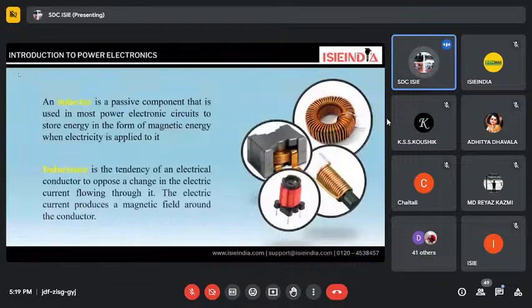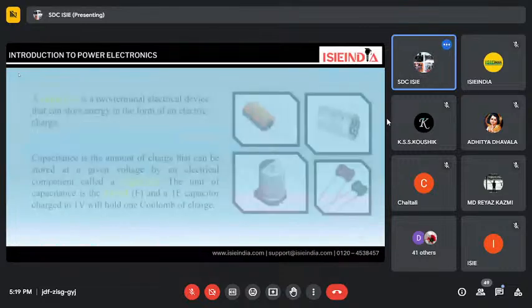We use the inductors. Along with that, they have a tendency to oppose changes in electric current. Like the positive and negative flow in an AC power supply, we use an inductor to provide a straight path. Along with that, we have a magnetic field around the conductors, so it can improve the efficiency of the circuit.